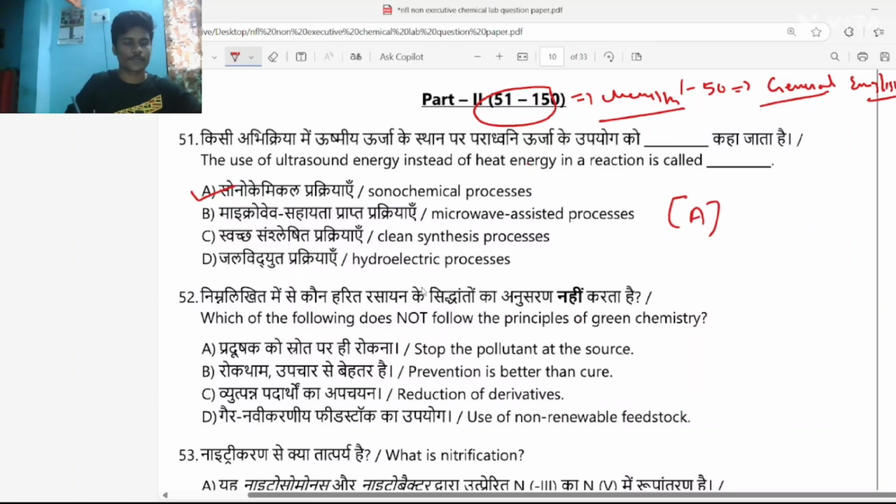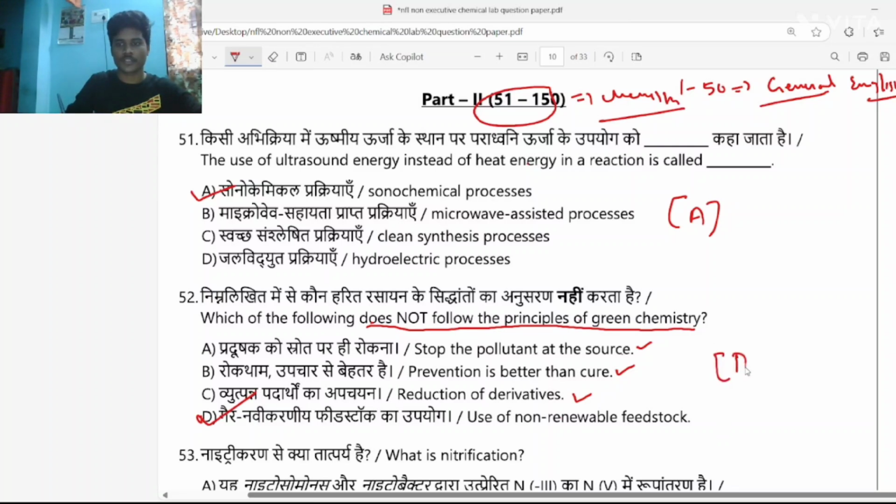And second, which of the following doesn't follow the principles of green chemistry? Be careful while you are attempting the question, read the question thoroughly. Options are stop the pollutant at the source, of course it is a principle of green chemistry. Prevention is better than cure, it is also included in the principles of green chemistry. Reduction of derivatives, yes, it is a principle of green chemistry, but the question is asking which does not follow the principle of green chemistry. Use of non-renewable feedstock, so the answer would be option D.